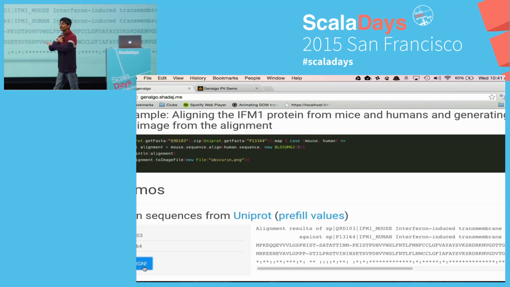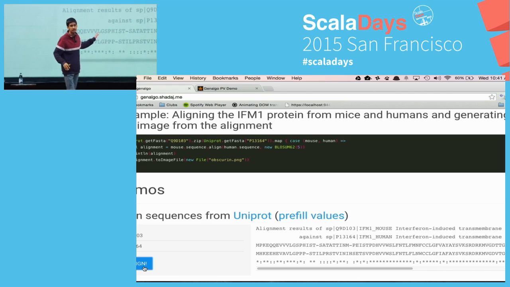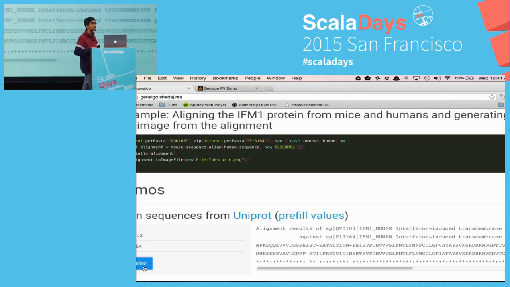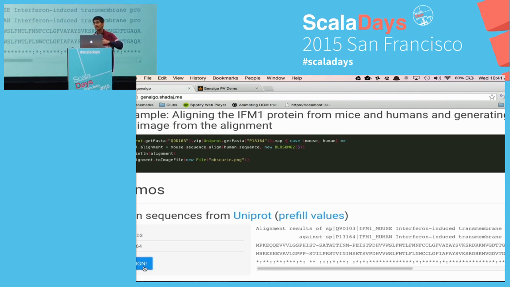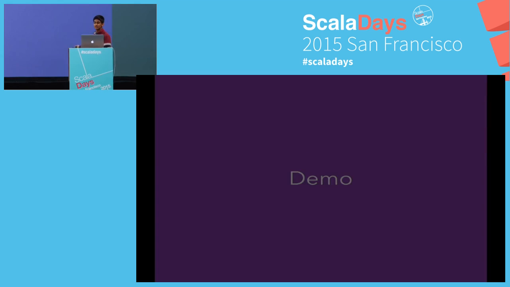Now this required no JVM. There's no backend server. This is all running on GitHub Pages. And what we're doing with this is we're allowing to take bioinformatics to a whole new level in the browser. Let's take a look at how this was possible.